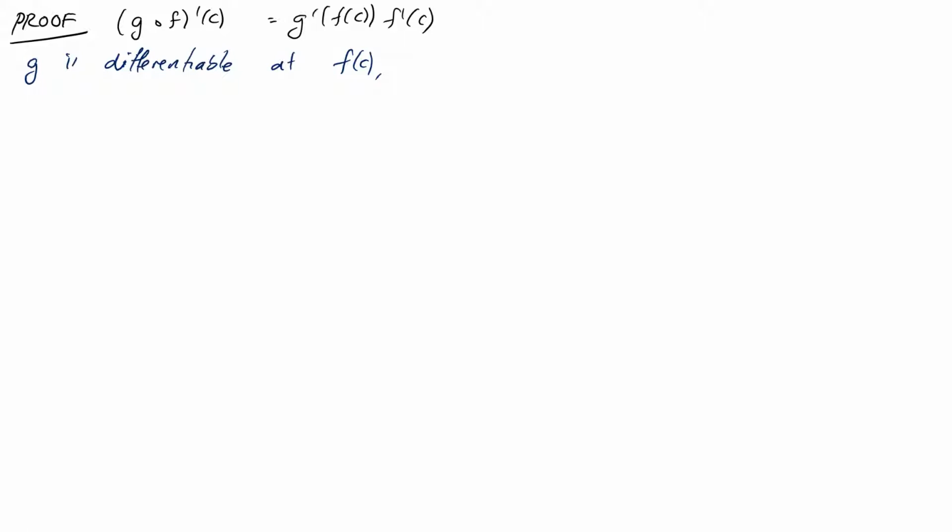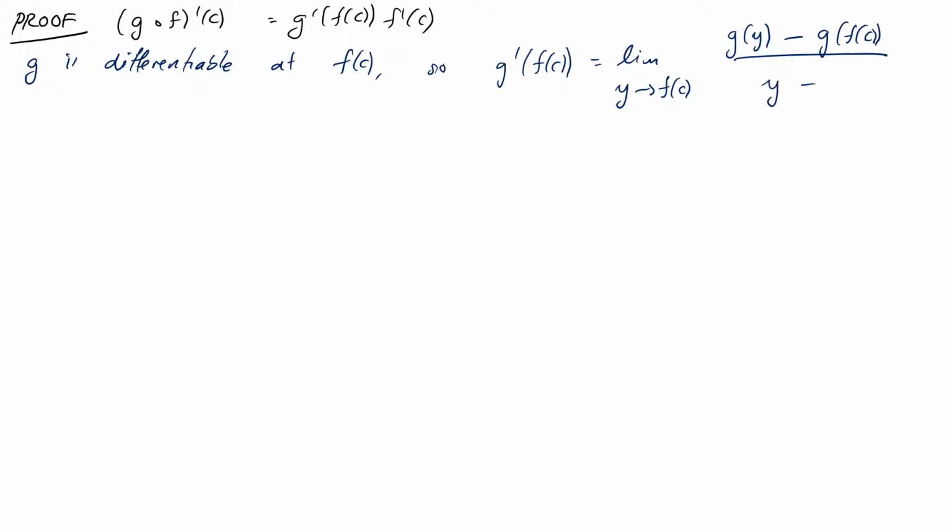So that means that g prime of f of c is equal to the limit. Let's make a new variable y just to distinguish it from the x that's going into f. And then as y tends to f of c, we get g of y minus g of f of c over y minus f of c.